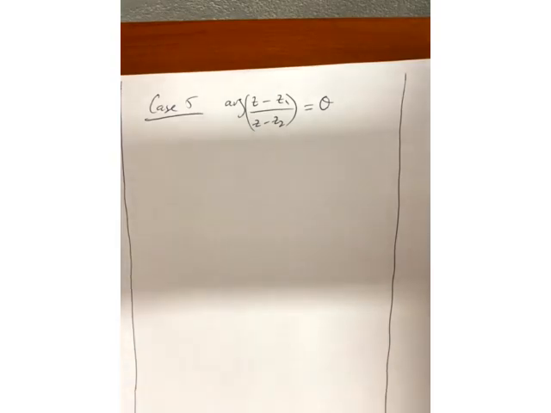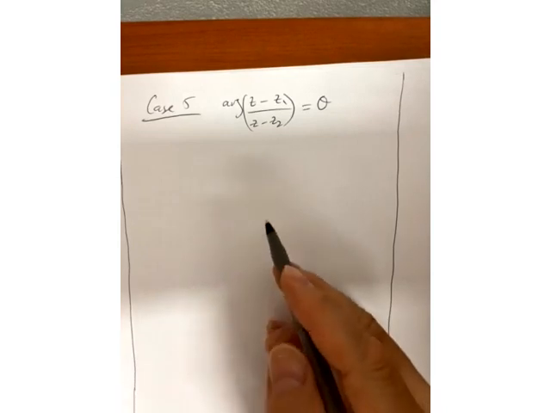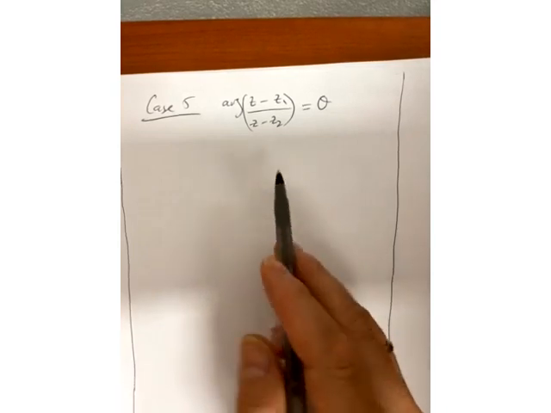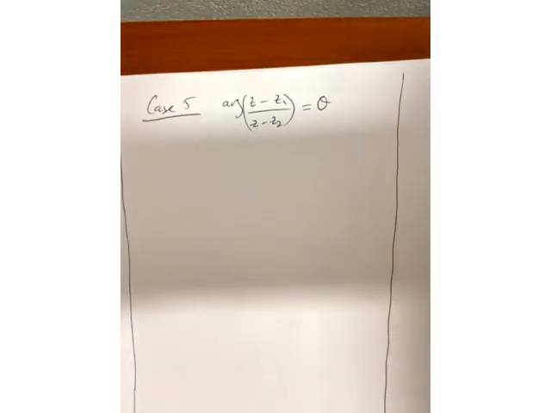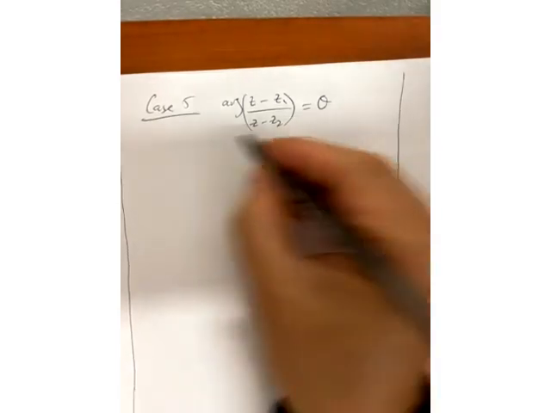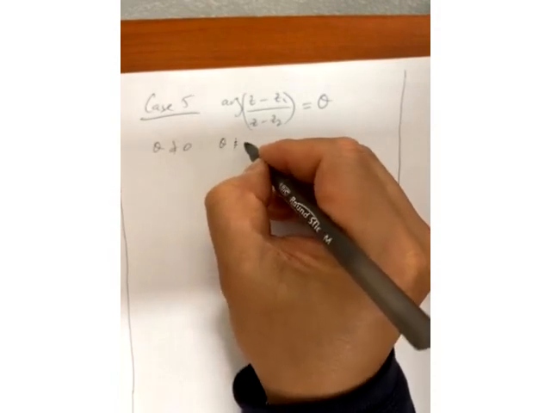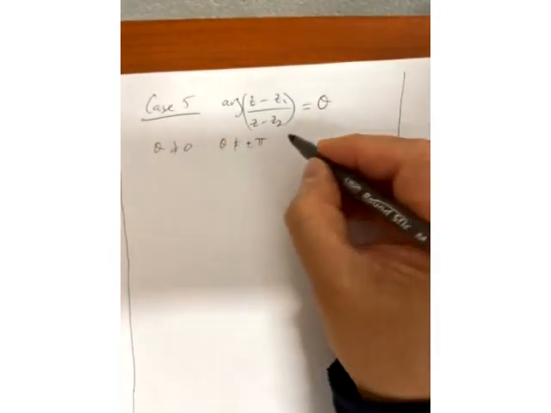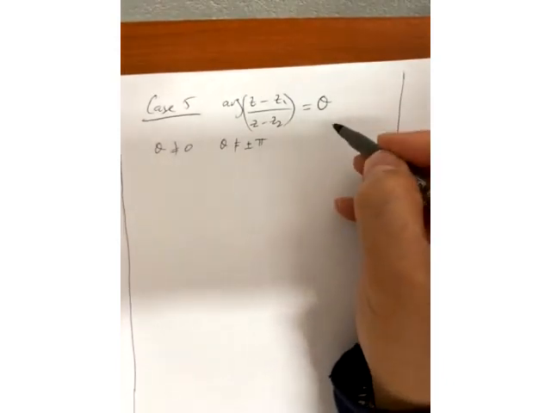Today we're looking at the general case of arg((z minus z1) over (z minus z2)) equals theta. Generally, there are 4 cases for this. By the way, theta is not 0 and theta is not plus or minus pi, which are subject to separate videos. Theta can be positive or negative.